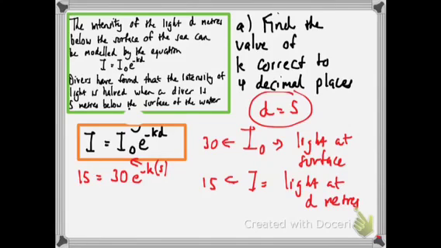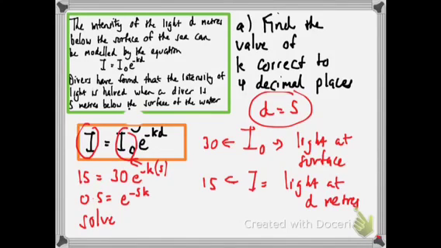And when I divide through by 30, I get 0.5 equals e to the minus 5k. And it wouldn't matter if I chose 15 and 30 or 10 and 20 or 5 and 10. I know the light is halved at 5 meters down, so whenever I divide those numbers, I'm always going to get 0.5. So whatever the light is at 5 meters down compared to the light at the start, when I divide them I get 0.5, half the light. So now I can put that in the calculator.